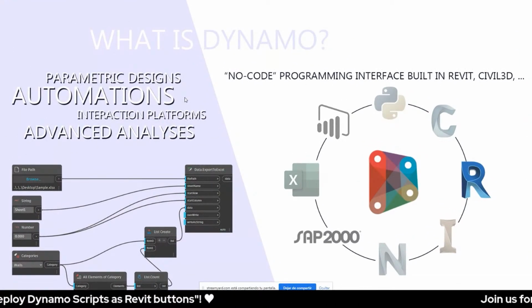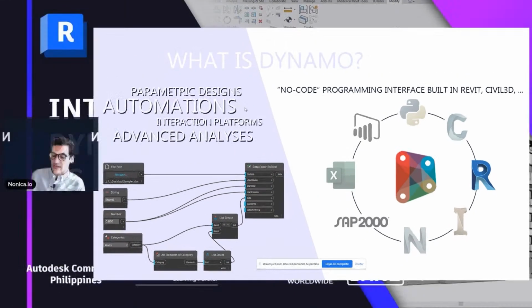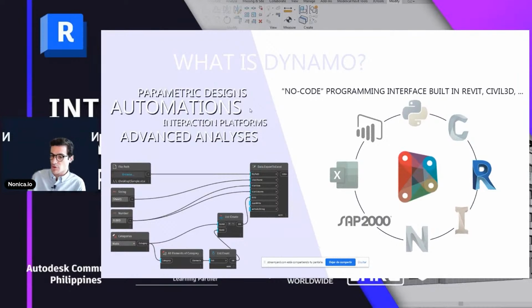So Dynamo is basically a no-code programming interface that is built into Revit and Civil 3D. It is a way for architects and engineers to build custom commands and functions. It is used as a platform to interact with other software, such as Excel, Navisworks, Fusion. You have a lot of flexibility to work with Dynamo and other software solutions. But in this case, we're mainly going to focus on Revit.